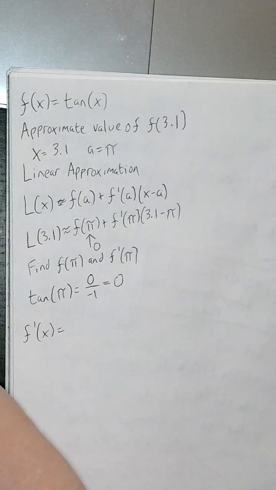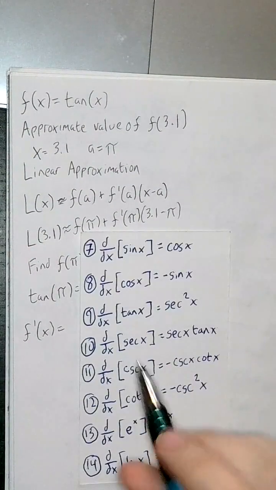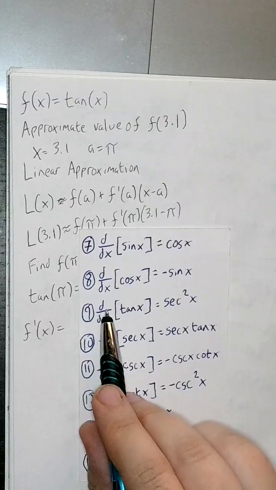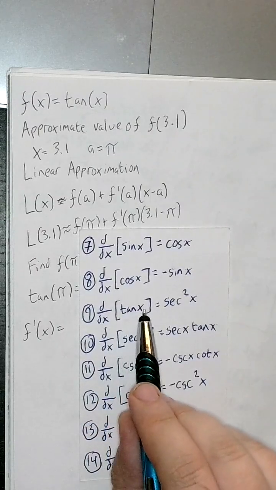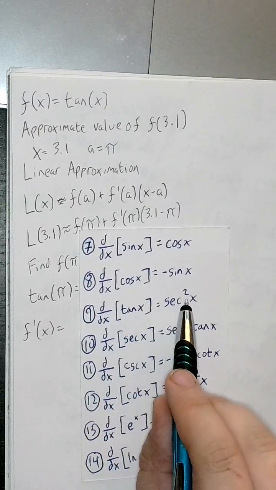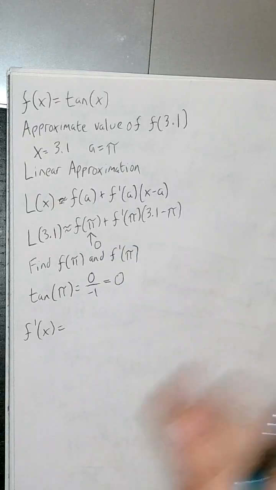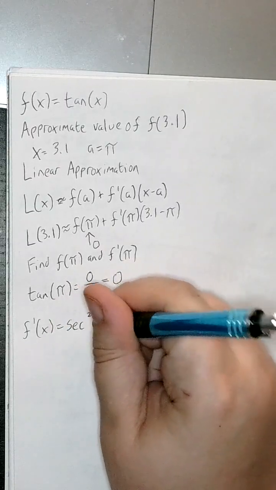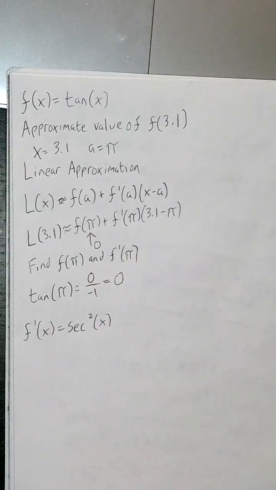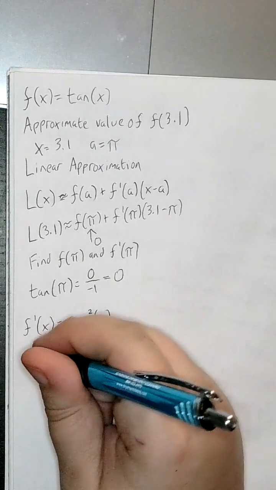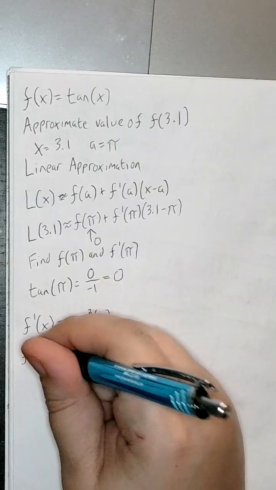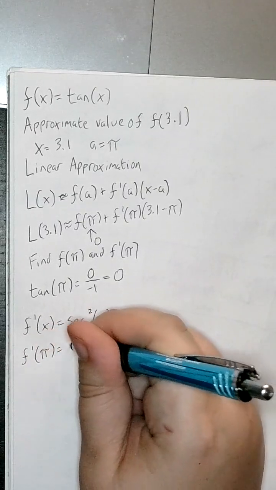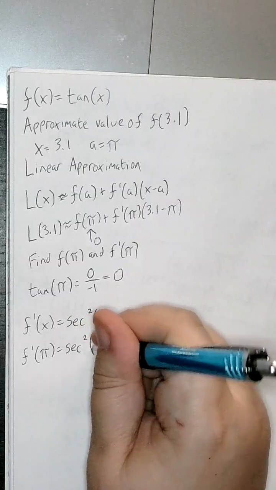So, let's take a look at our rule. If f of x is equal to tan x, then the derivative of tan x is going to be secant squared of x. So f prime of x is going to be secant squared of x. And now, I want to find f prime of pi. So that's going to be secant squared of pi.